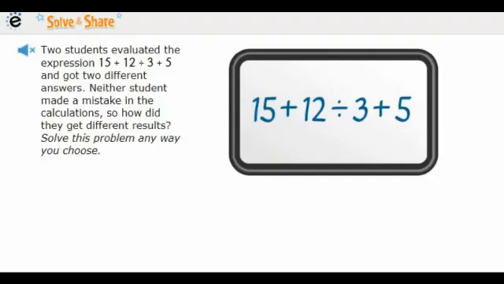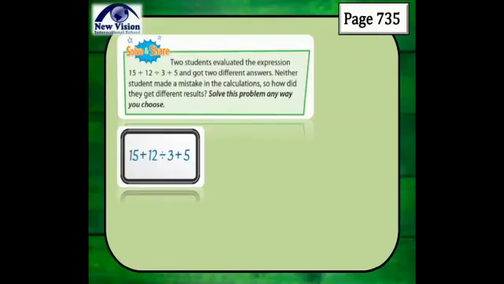Two students evaluated the expression 15 plus 12 divided by 3 plus 5 and got two different answers. Neither student made a mistake in the calculations. So how did they get different results? Solve this problem any way you choose. Okay, let's answer solve and share.